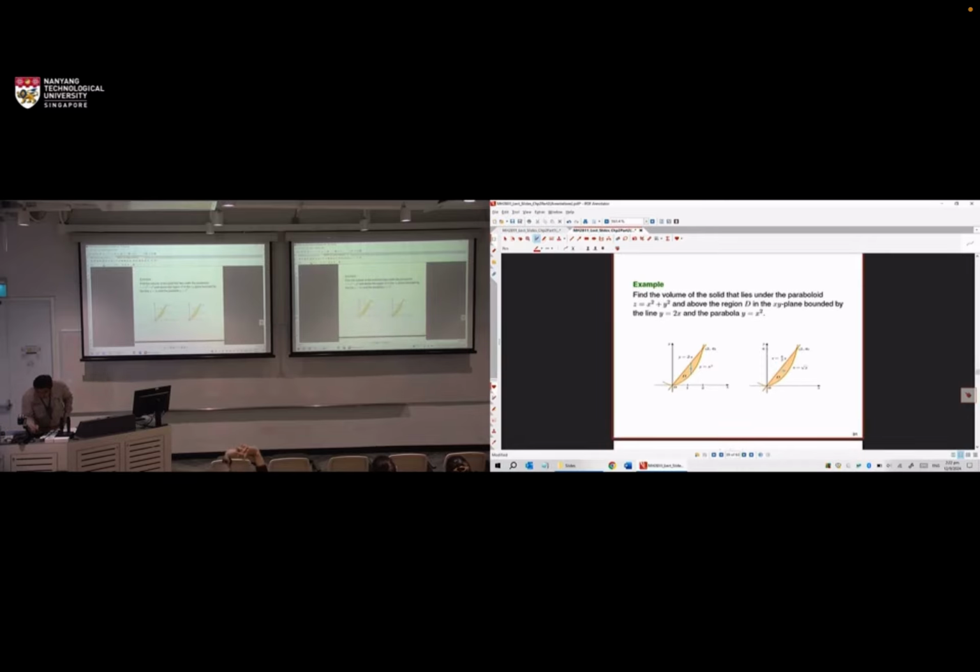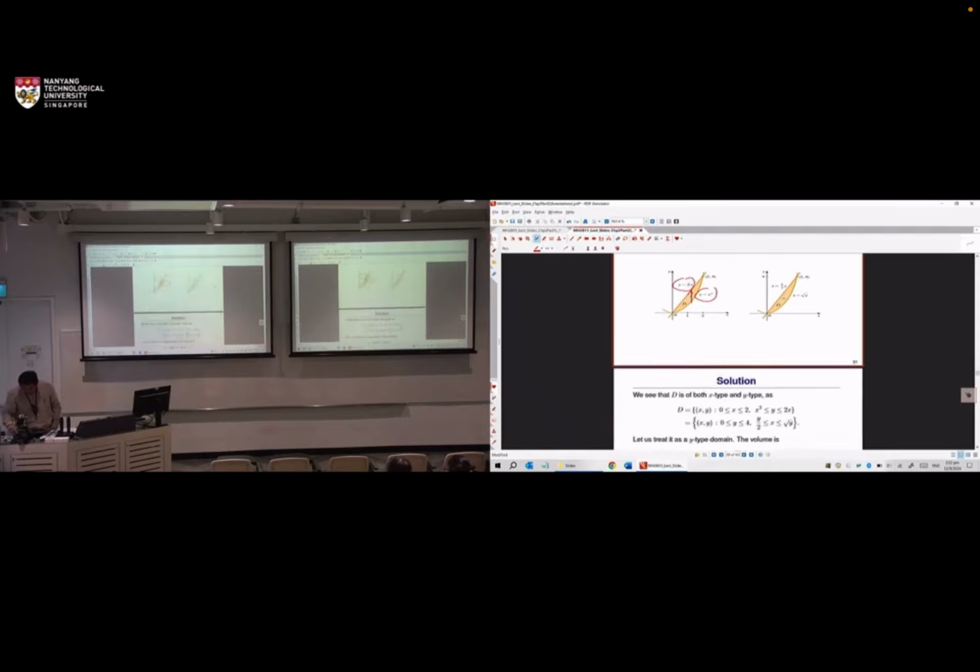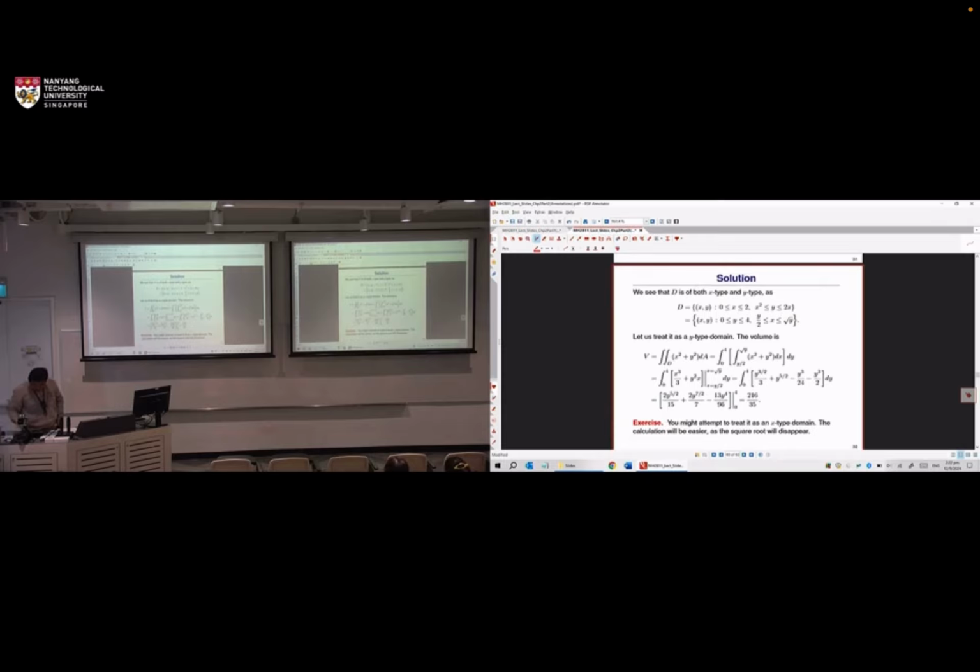Okay, so for the same curve, for the same situation, if you are going this way, I keep it in terms of y. It's for the formula. So here, I want to treat it as a y type. So I'm looking at this case. Then you apply the formula.